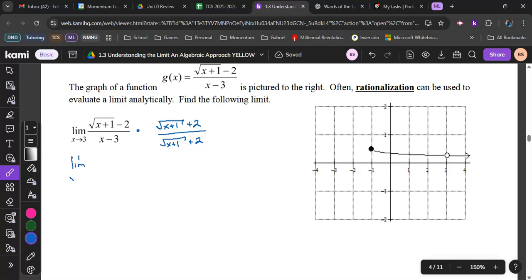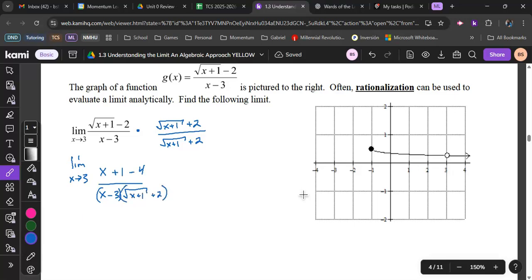We'll write limit again, because it is still the limit. When I multiply these top two things, the square root just goes away, because square root of x plus 1 times the square root of x plus 1 is just x plus 1. And then the middle term we know is going away, so I don't care. But I do care that it's negative 2 times 2, which is going to be minus 4. On the bottom here, I'm just going to leave them that way. So x minus 3 and the square root of x plus 1 plus 2.